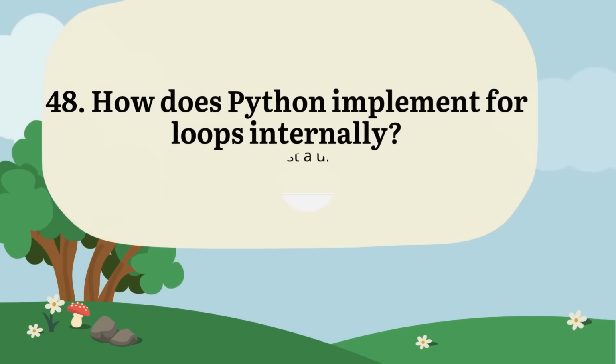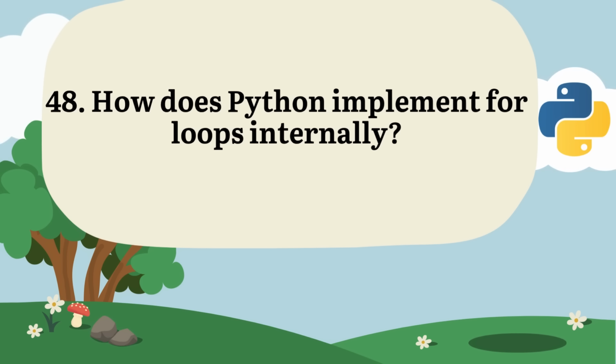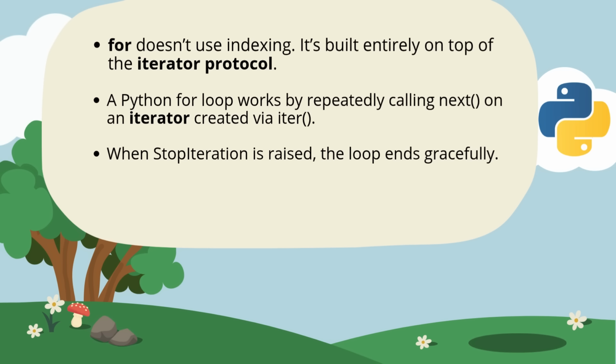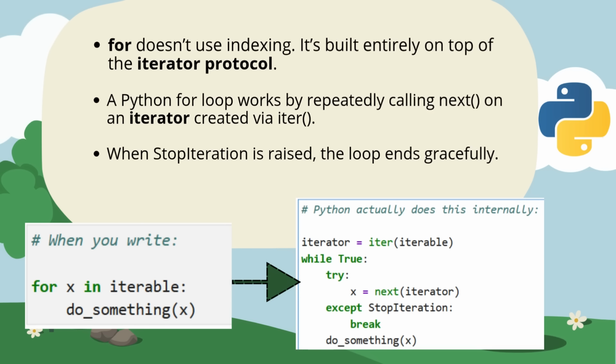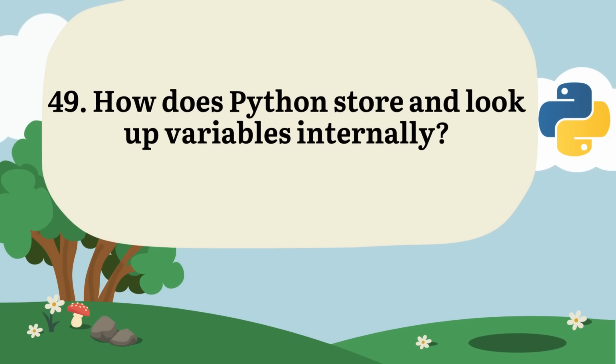Next question, how does Python implement for loops internally? For loops don't use indexing. They rely on the iterator protocol, calling iter on the object to get an iterator, then repeatedly calling next until StopIteration is raised.